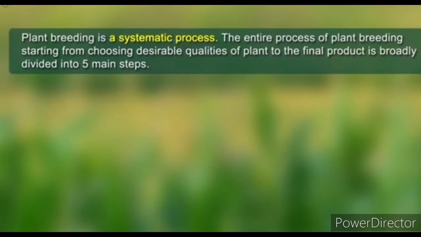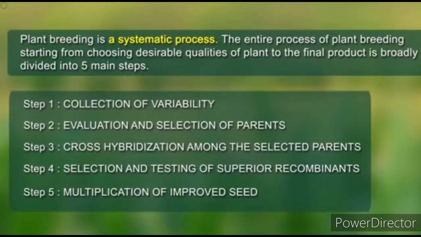The plant breeding program is carried out in a systematic way worldwide. The first point, collection of variability. Second point, evaluation and selection of parents. Third point, cross hybridization among the selected parents. Fourth point, selection and testing of superior recombinants. Fifth point, testing, release and commercialization of new cultivars.